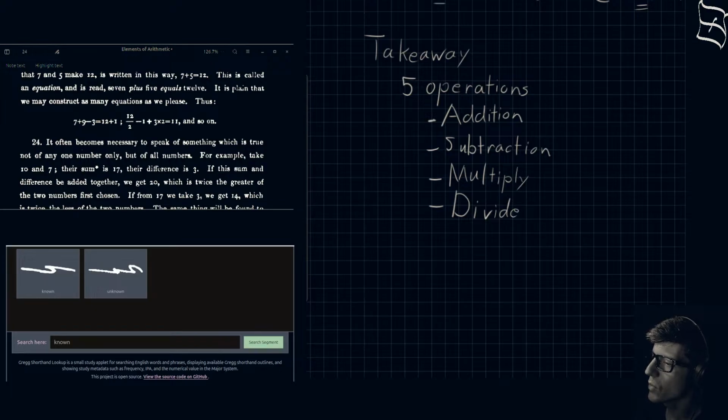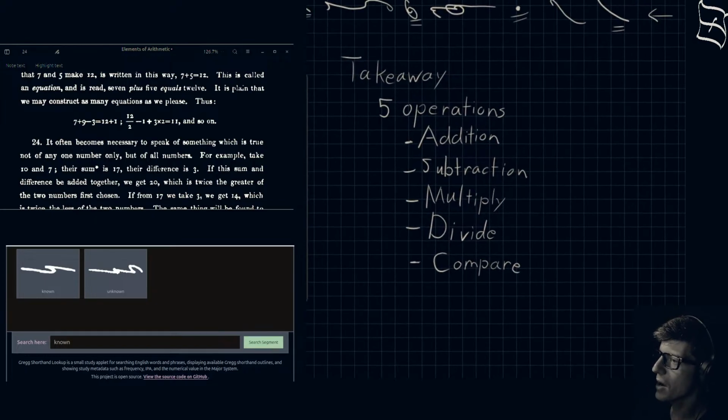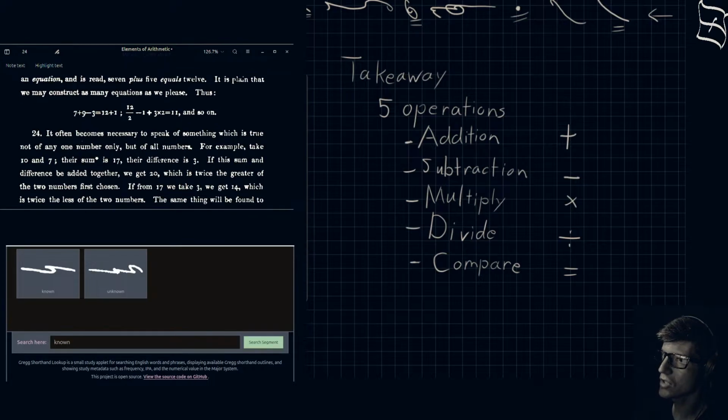And to compare quantities. Comparison itself is an operation. Okay? Those are the 5 operations of arithmetic. It is to add, to subtract, to multiply, to divide, and to compare. Those are the 5 basic operations of arithmetic. Everything else, as they say, is just commentary.